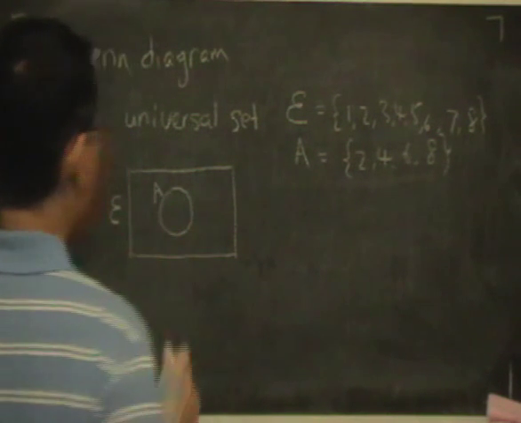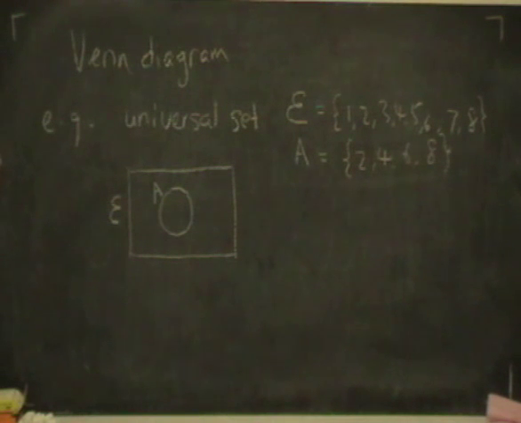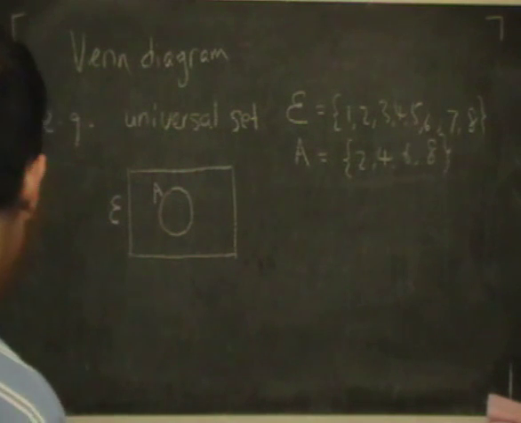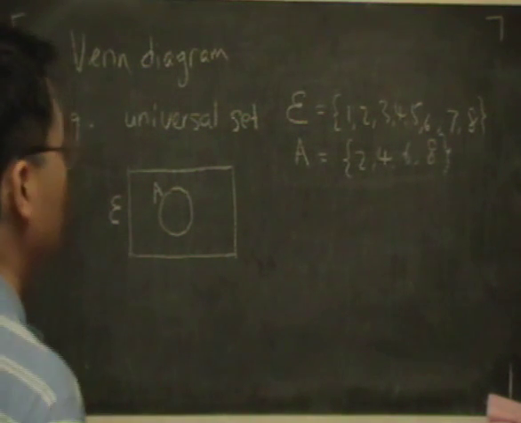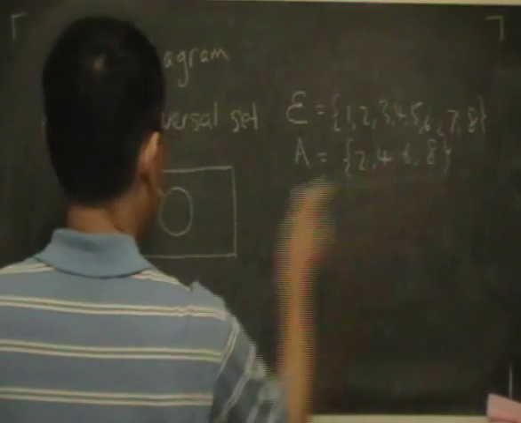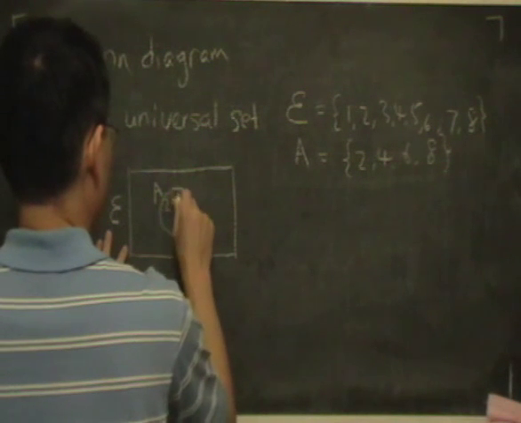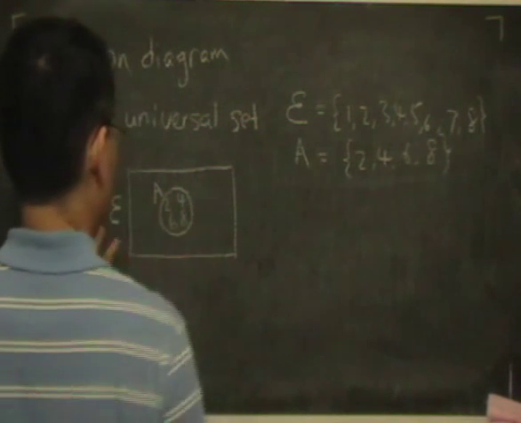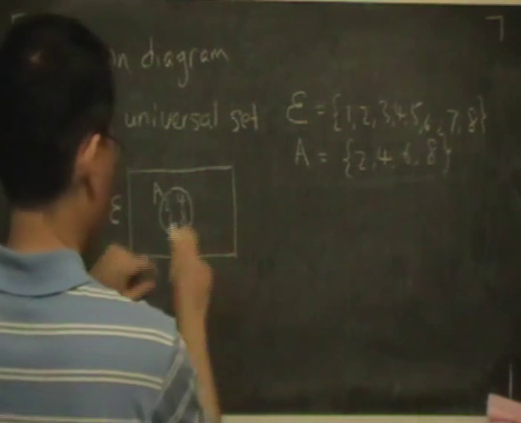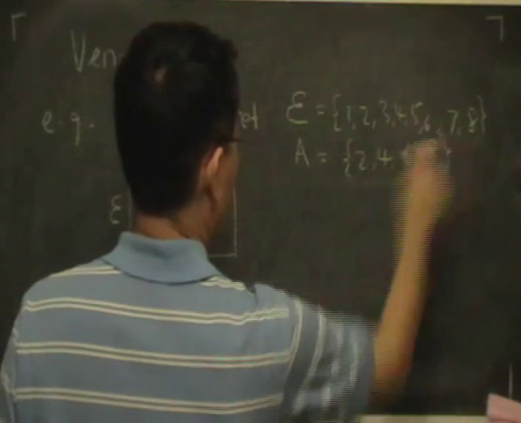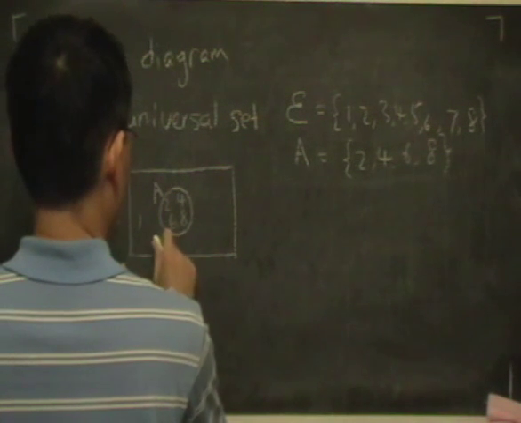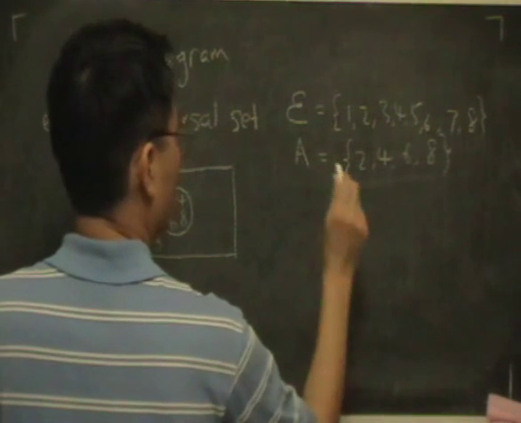So that's my A. And just to make it quite clear what this means, I can write out these elements in the picture. So A is 2, 4, 6 and 8. I can write 2, 4, 6 and 8 inside the circle. And outside, but still within the rectangle, I can write out the rest of the elements, which would be 1, 3, 5 and 7.